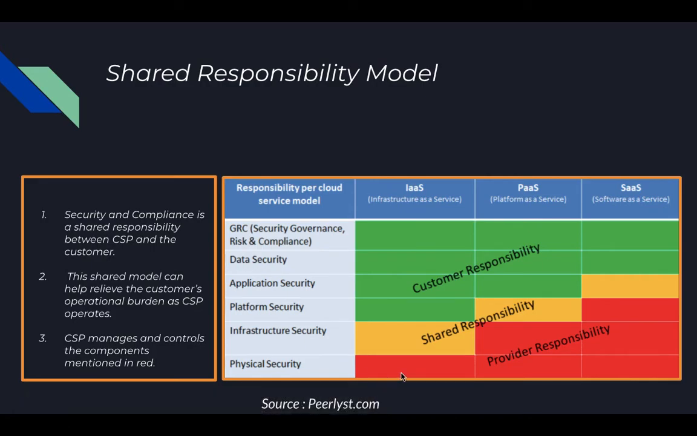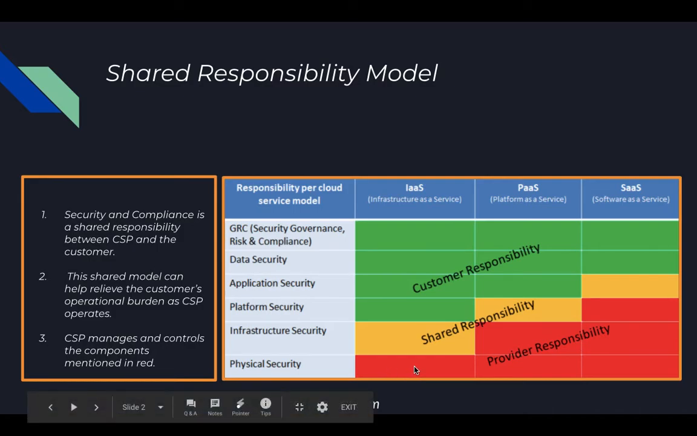You can see that in the case of infrastructure as a service, whatever is at the physical level, meaning their data centers, their networking, and the protection of physical access, in all the models, including IaaS, is the responsibility of the CSP. So you need not worry about that. If you come to infrastructure security, that is about your hypervisors and all those things. That is a shared responsibility because on the hypervisor you will be building VMs and all those things.